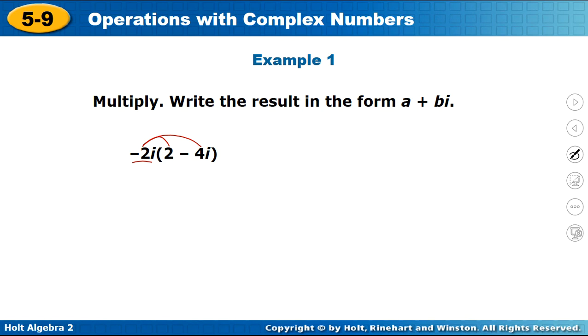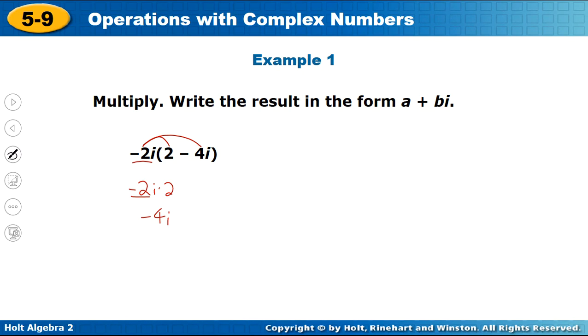Let's make sure we're careful, especially when it comes to the i part of this. So -2i times 2 is going to be -4i. You probably didn't have to write down this step because it was already written here anyway. But yeah, -2i times 2 is -4i. Then -2i times -4i. The -2 and the -4 will make a +8, and i times i makes i squared.